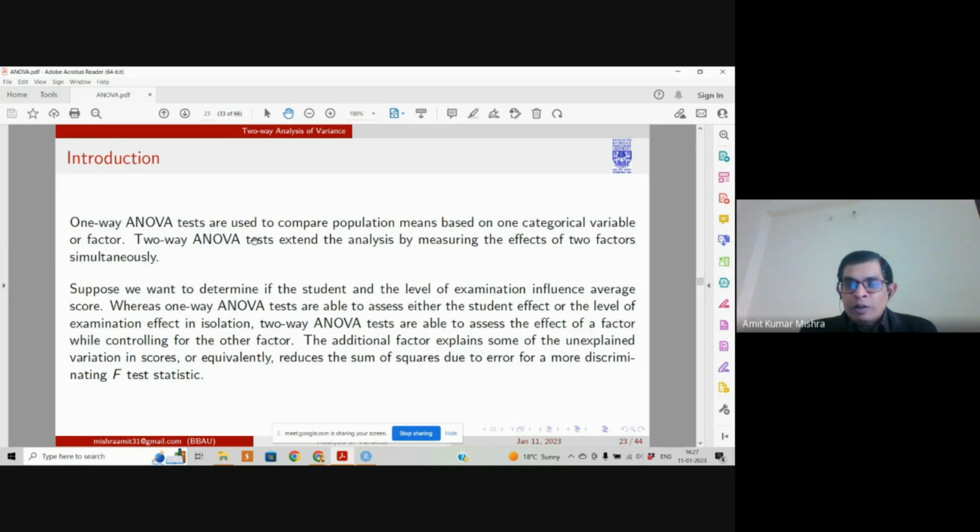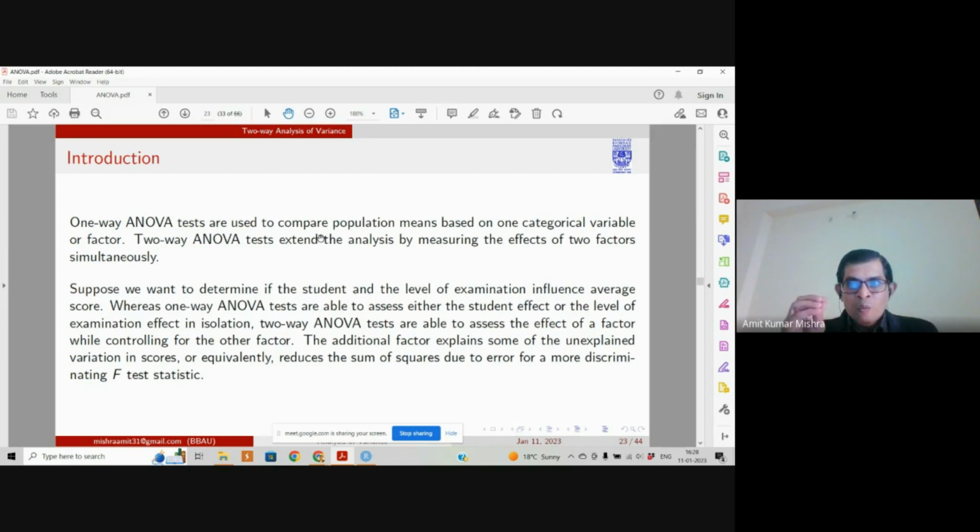So the one-way ANOVA test basically focuses upon one categorical variable. Now if you have two categorical variables and you want to find whether there is an impact of the two categorical variables on the response variable, the first categorical variable will have an effect, the second may have an effect, and there may be some interaction effect. Interaction effect means both are interacting with each other.